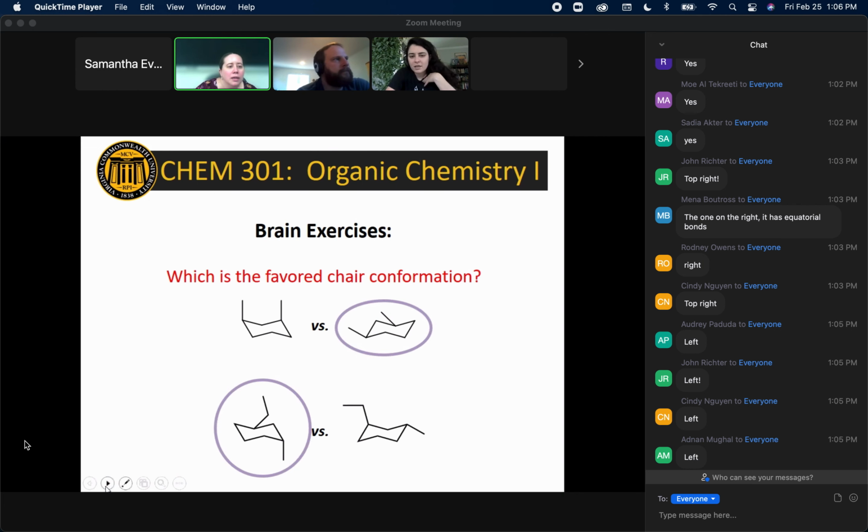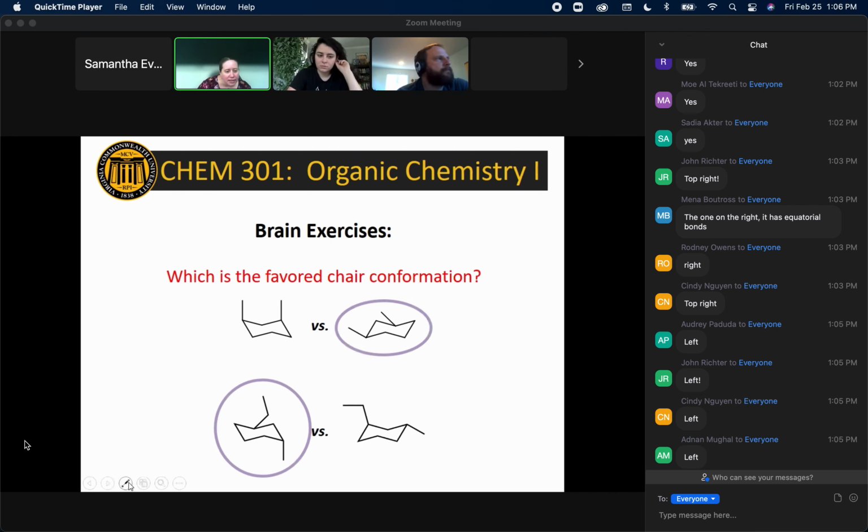Okay, cool. Can I ask a question about the chair form on the right in the bottom? This one, yeah? So that substituent, even though it's kind of angled off to this side. You're talking about this, right? Yeah, that's still axial, even though it's a little not straight up and down. It is still axial.